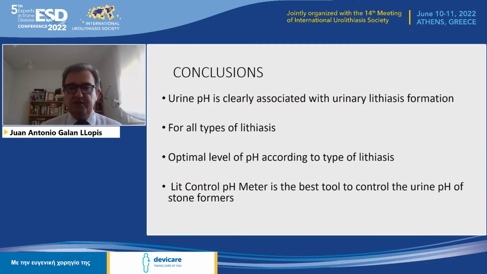So in conclusion for this first part of the talk, we can say that urine pH is clearly associated with urinary stone formation. It works for all types of lithiasis. There's an optimal level of pH according to type of lithiasis, and the LEAD Control pH meter is the best tool to control the urine pH of stone formers.